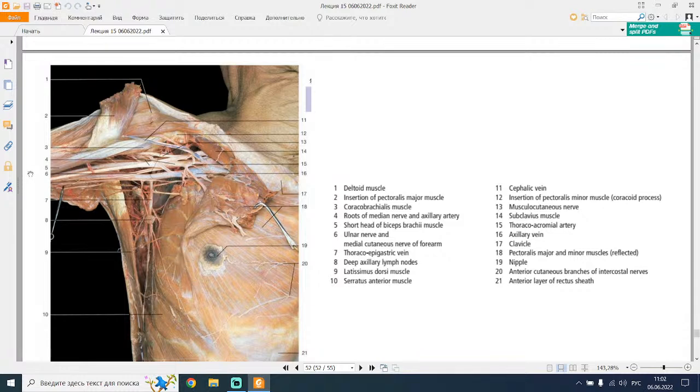What do you see? Axillary vein. This is vena thoracoepigastrica.